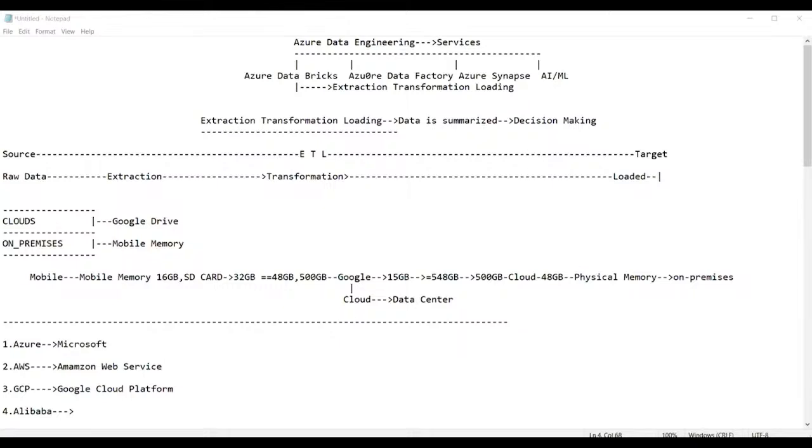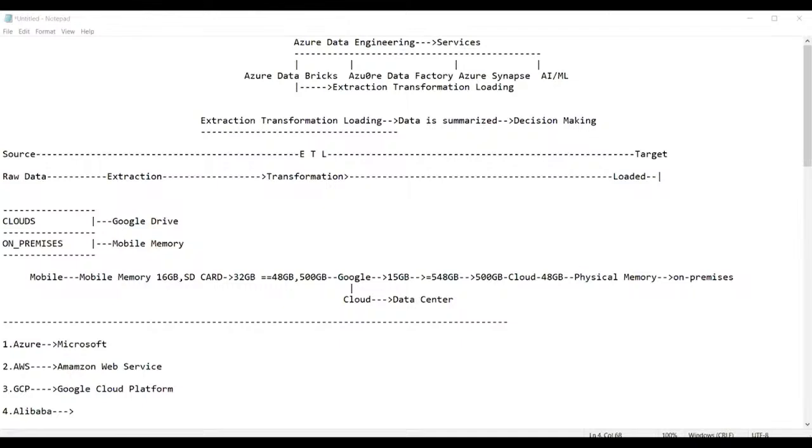Sir, will you explain the deployment process? Yes, of course, we will see the deployment process. Without it, this is all a technical subject. ADF and ADB, the deployment process is required. After that, finally, classes are over.